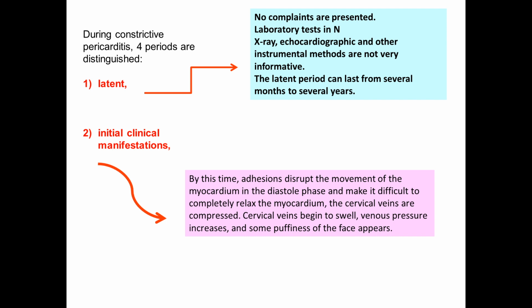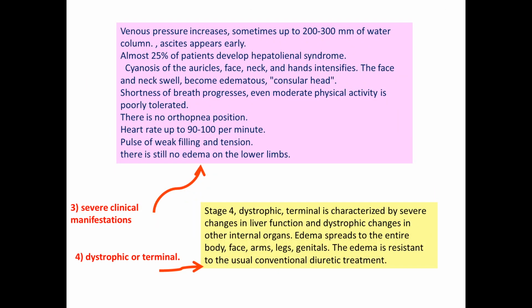In the initial clinical manifestation, by this time adhesions disrupt the movement of the myocardium in the diastole phase and make it difficult to completely relax the myocardium, and cervical veins are compressed. In the initial stage, cervical veins begin to swell and venous pressure increases. In severe clinical manifestation, venous pressure increases, sometimes up to 200 to 300 millimeters of water column.